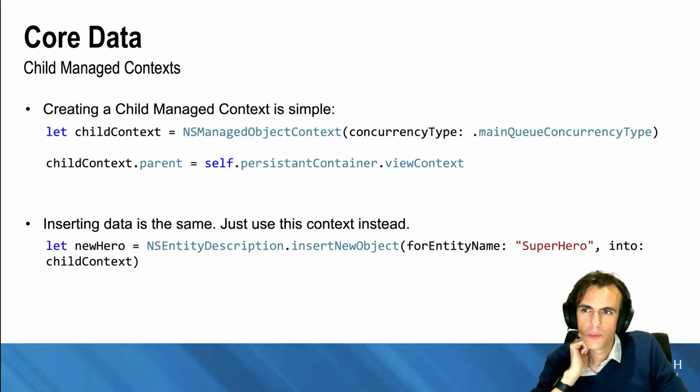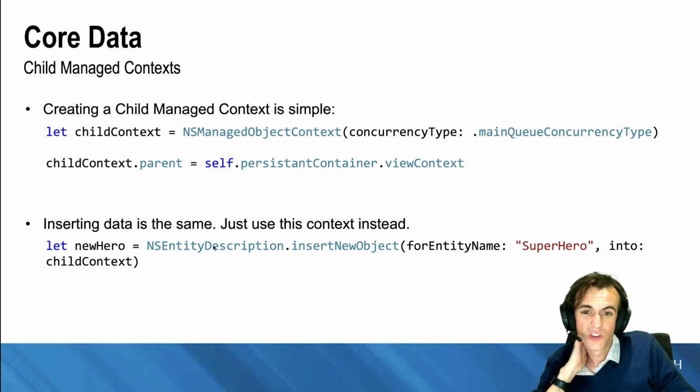Okay, so child managed object contexts. How do you create one? You say new NSManagedObjectContext. You give a concurrency type because, as I said, these can be used on the main queue or a background queue. In our case, we're just going to say main queue concurrency type. And we can take our persistent container and our view context, and we just set this as the parent property of the context. So that makes it a child context of the main one.